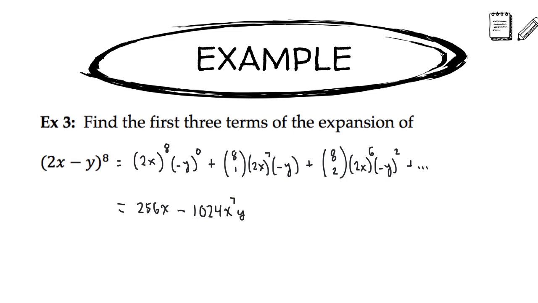The next term will be positive because negative y is being squared. I'll have 8 choose 2, which is 28 times 2 to the 6th. Now, 28 times 2 to the 6th is 28 times 64, and that's 1,792. So I'll have 1,792 x to the 6th y squared. The next term will be negative, and it'll keep going along like that. We worked out the first 3.